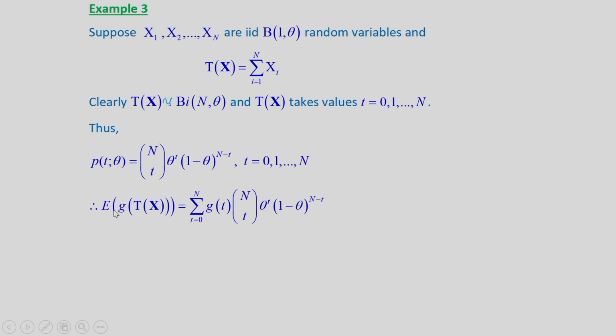And expected value of g(T(x)), T(x) is a function of x now. So, if I consider the expected value of any bounded function g(T(x)), it will be given by this summation t going from 0 to n, g(t) into nCt into theta to the power t into (1 minus theta) to the power n minus t. Now, we will apply the condition for completeness.